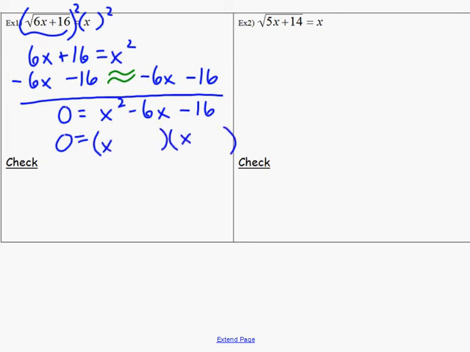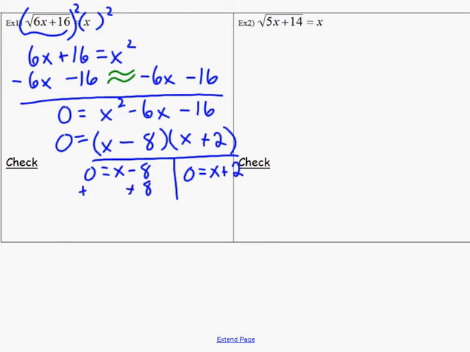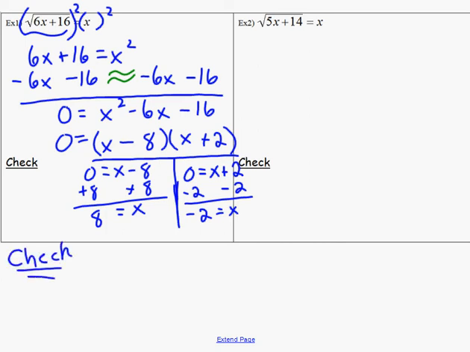So to factor this, find two numbers that multiply to negative 16 and add to negative 6. It's going to be negative 8 and positive 2. We're going to set each one of our factors equal to 0 in order to solve. And we're going to end up with two answers now for this radical equation. So there's two possibilities for our answers, and we have to check both of these. So we're going to do a check for x equals 8 and a check for x equals negative 2.